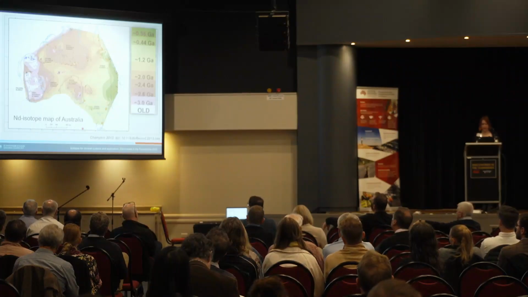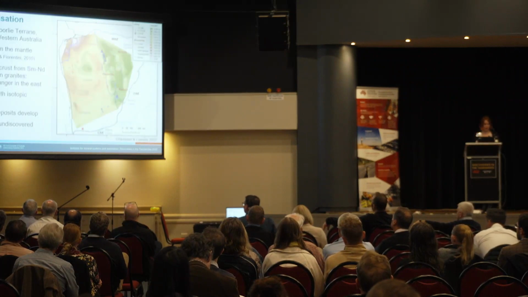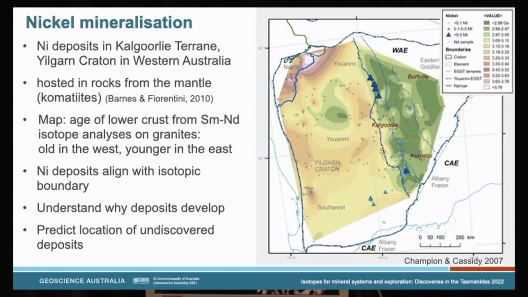Yes, and to bring it back to mineralization, I apologise that this is on the wrong side of the continent for us, and also probably the wrong end of the time scale, but it's a really neat example of the relationship between isotopic data and mineralization. So here we're talking about nickel mineralization. This is the Yilgarn craton that you see over in Western Australia.